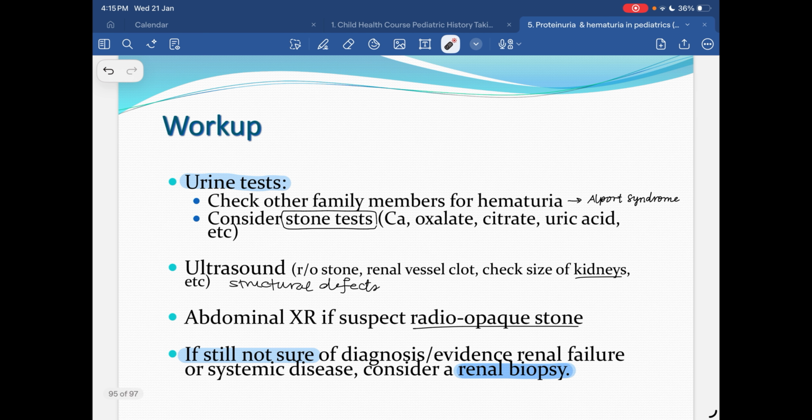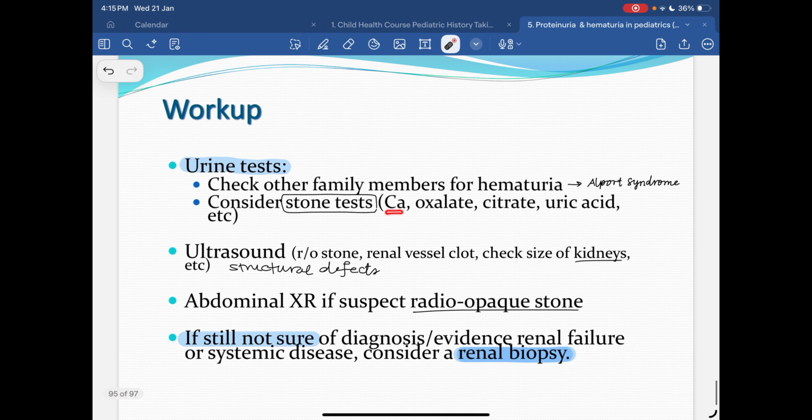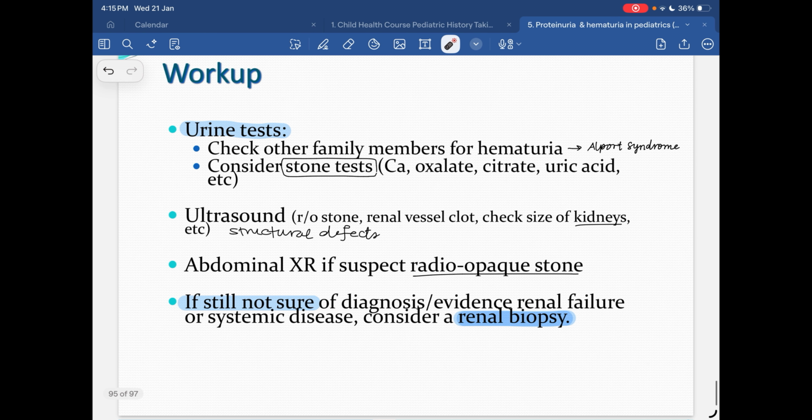We're going to do urine tests for other family members if they have hematuria. We're looking for Alport syndrome. We'll consider stone tests, looking specifically for هذه substrates, I guess. Calcium oxalate citrates, uric acid, كلها من urinalysis حقنا. We may need an ultrasound or an abdominal x-ray in case نبغى نشوف في stones, renal vessel clots.